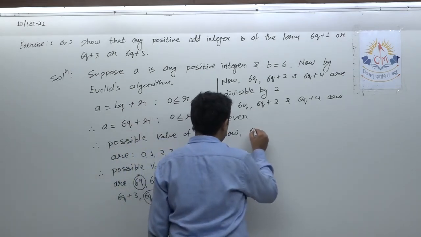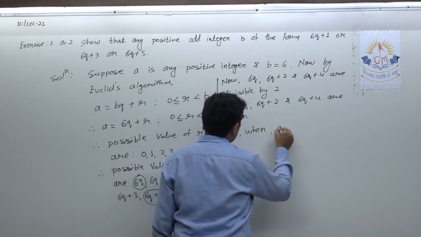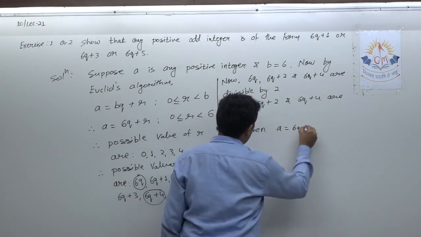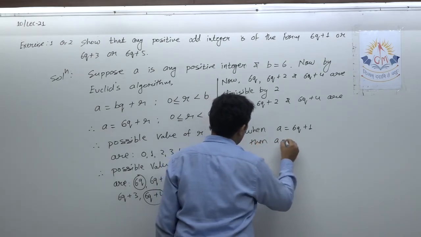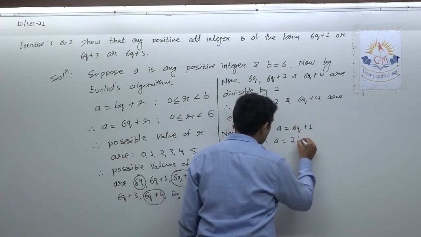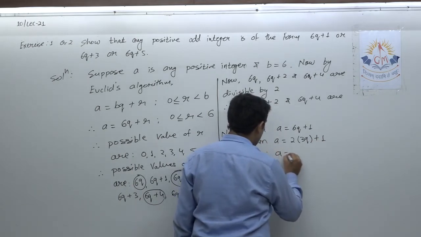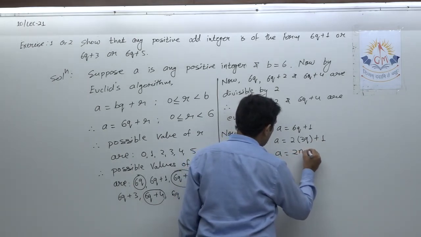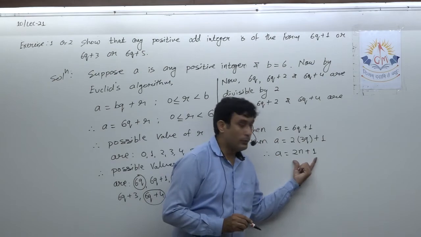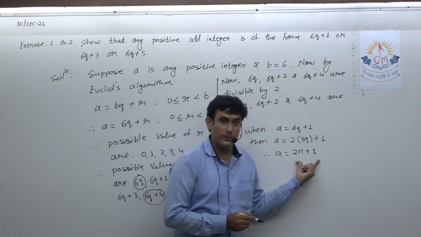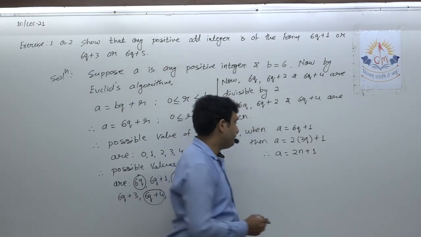Okay, now 6q plus 1, case 1. Now when a is equal to 6q plus 1, I can write a is equal to, if I take 2 common, or if I write the 6q in this form, therefore a is equal to 2n plus 1. Okay, now can I say this is in the form 2n plus 1 or 2q plus 1 or 2p plus 1, and we know whenever we have this form we can say that the number is odd.